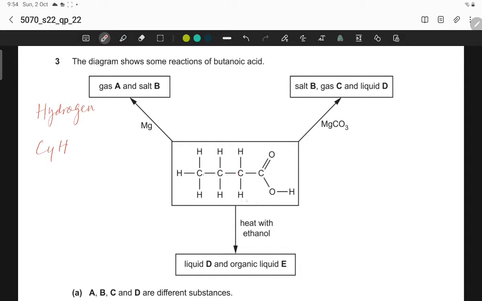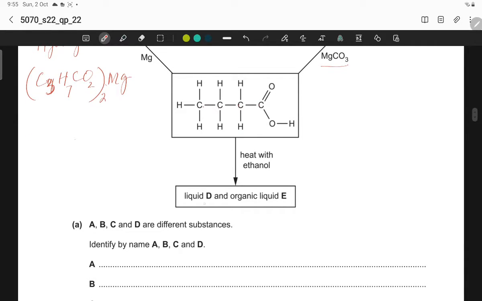So this is C3H7CO2, the magnesium butanoate, and in this way the salt is the same. The gas is carbon dioxide because this is magnesium carbonate, and liquid D is water.